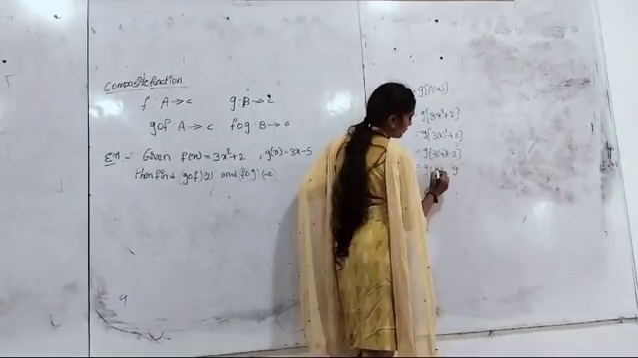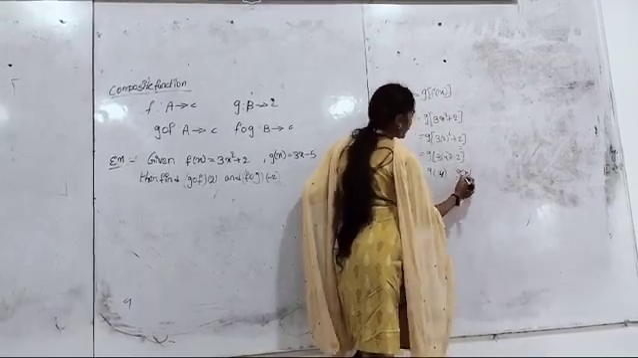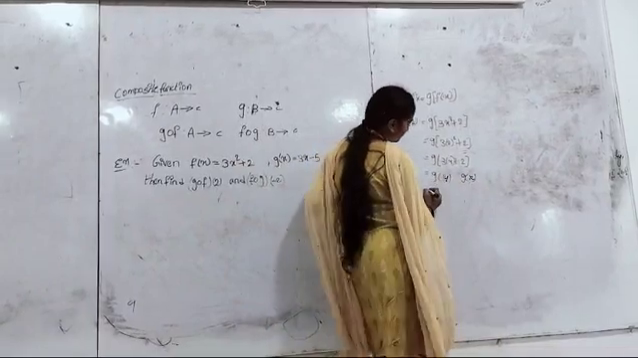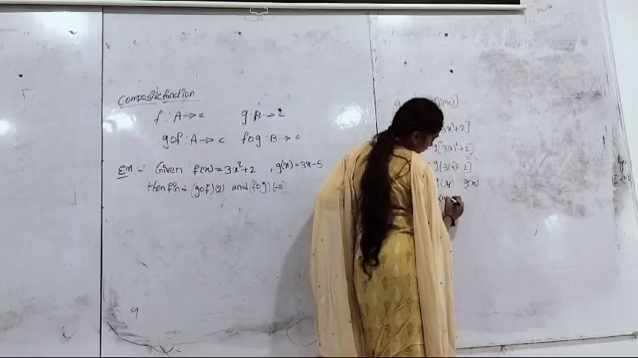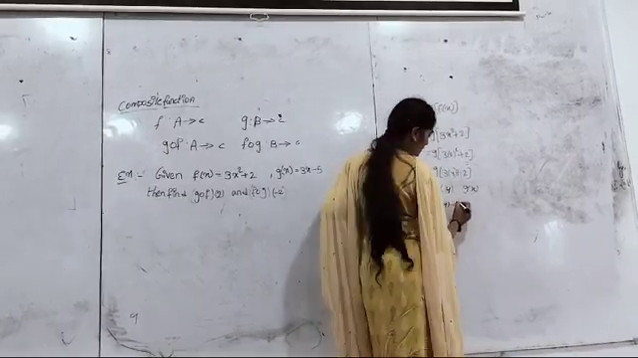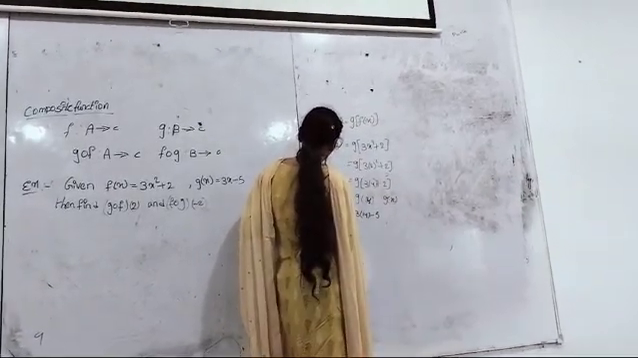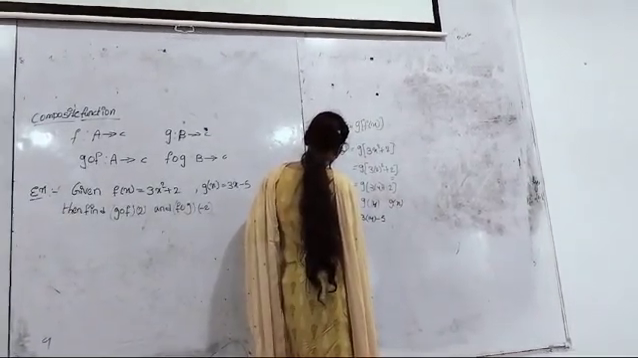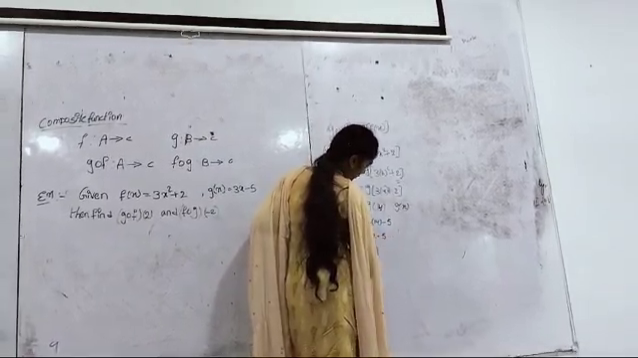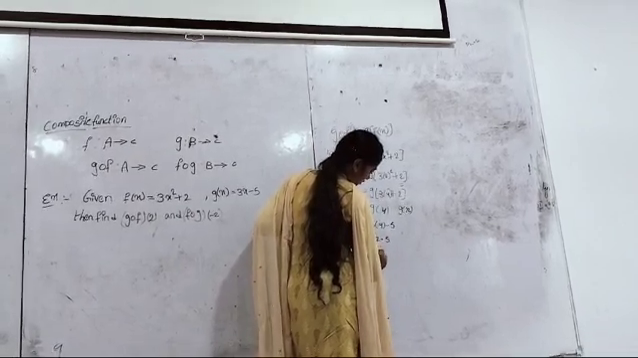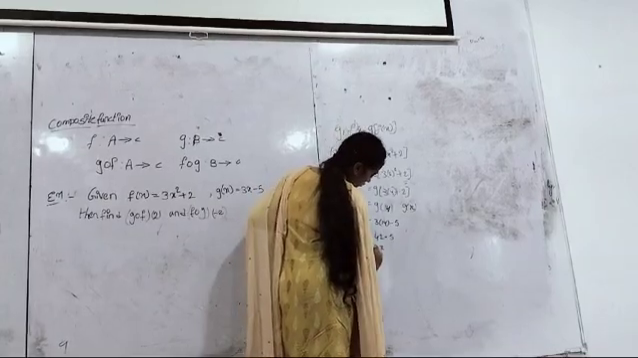Okay, g of 14. G of x means here 3x minus 5. So 3 into 14 minus 5, 14 into 3 is 42, minus 5 is 37. So g of circle f of 2 value is 37.